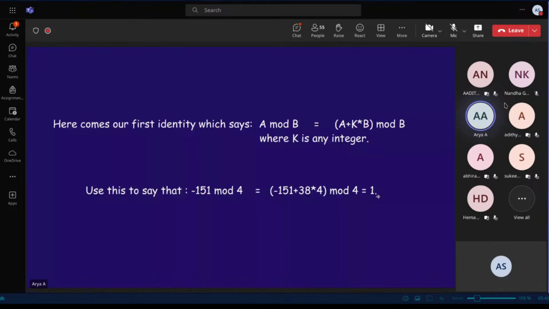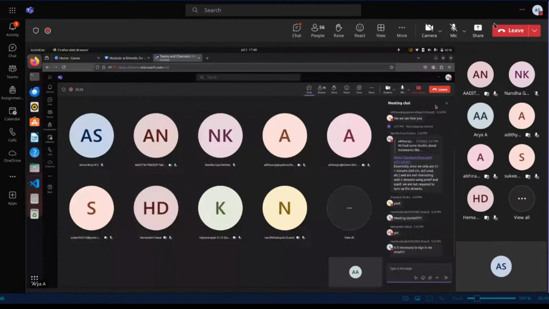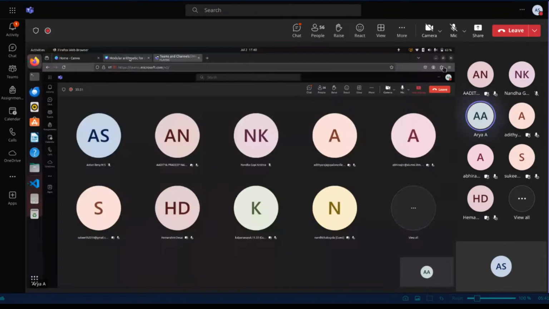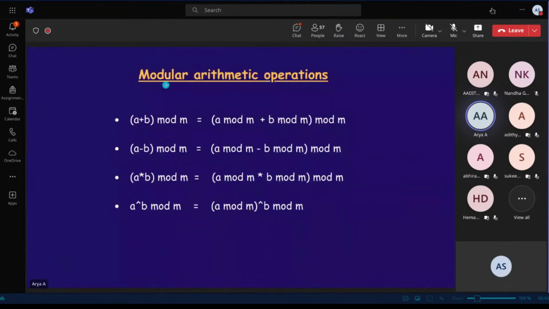I believe everyone has understood this part. Is there any doubt? So let me continue. Fine, this is the next part.